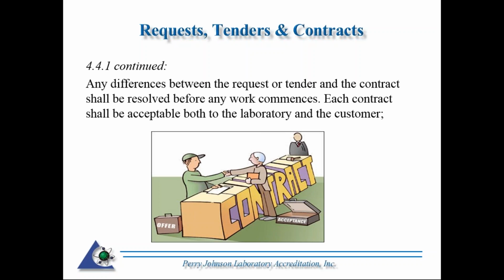Okay, continuing with section 4.4. 4.4.1 states, any differences between the request or tender and the contract shall be resolved before the work commences. Each contract shall be accepted both by the laboratory and the customer. Hence, if we go from the request to the tender, and something has been changed, that needs to be communicated. And then if we go from the tender to the actual contract, any changes between the tender and the contract shall be communicated and resolved before any actual testing or calibration work commences.